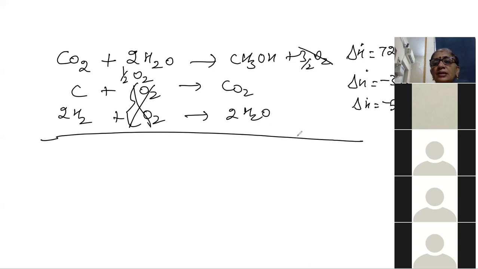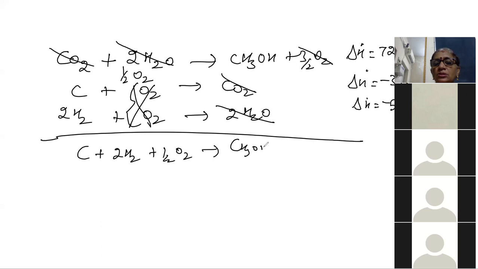What else can I cut now? 2H2. Correct. 2H2 I can cut. What else? CO2. CO2 also I can cut. So what will I get? What will remain now? C plus 2H2 plus half O2 gives CH3OH. So am I not getting my target equation?